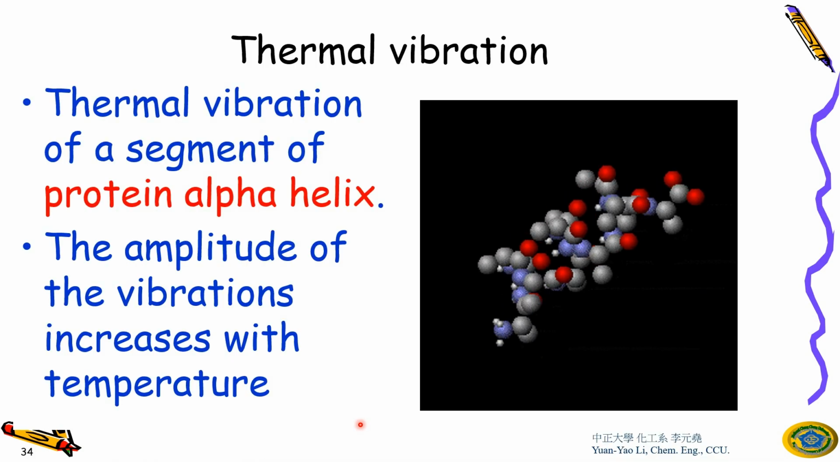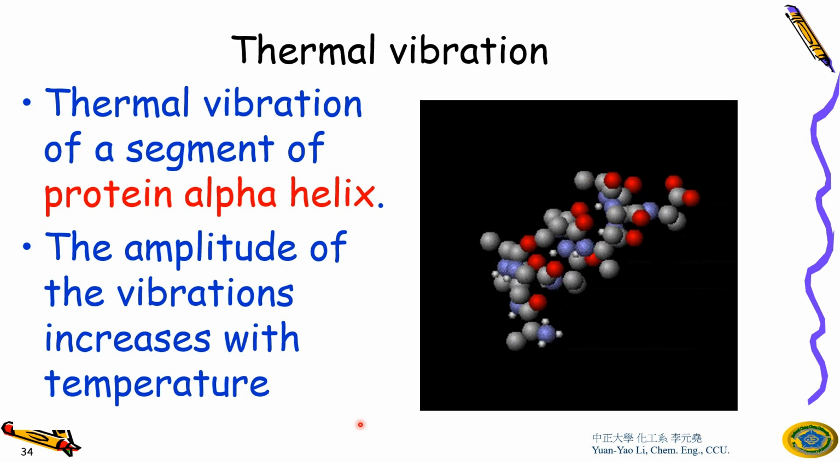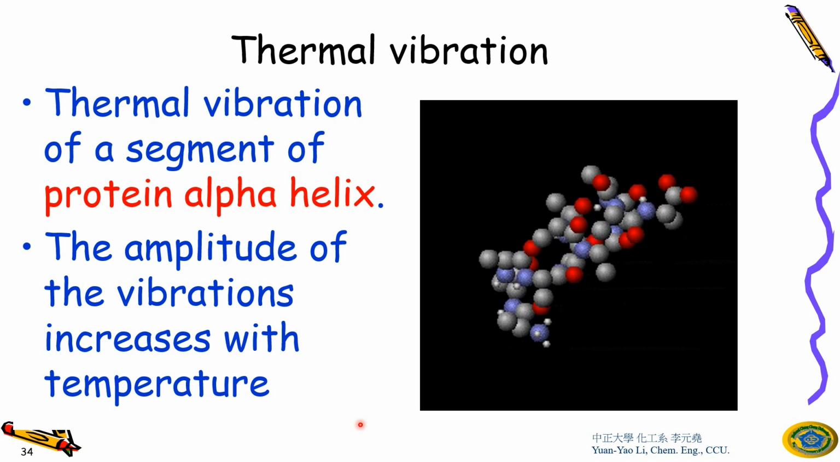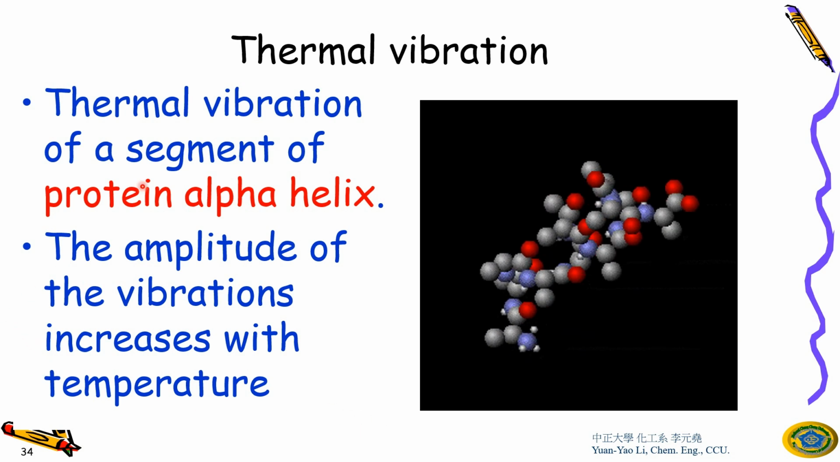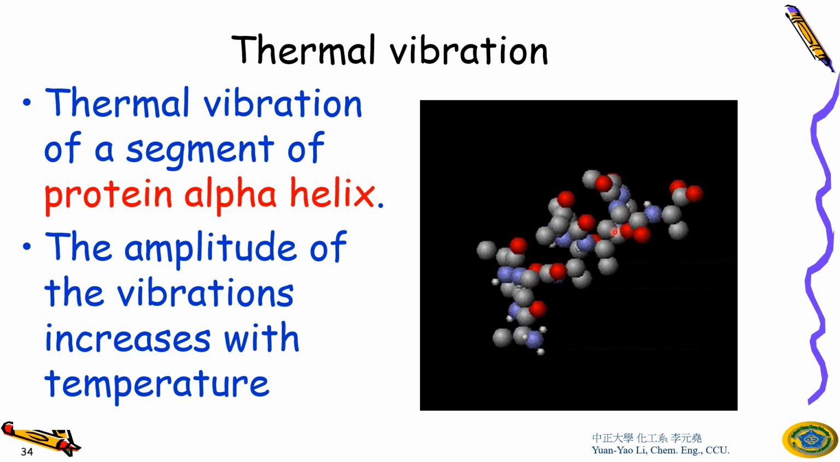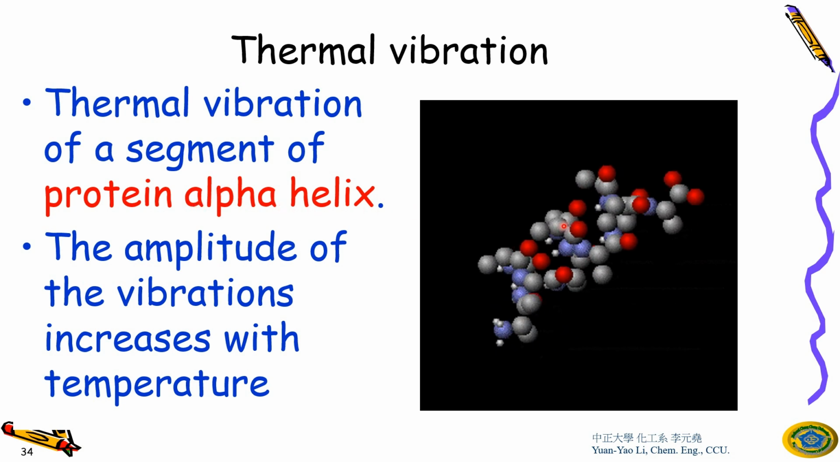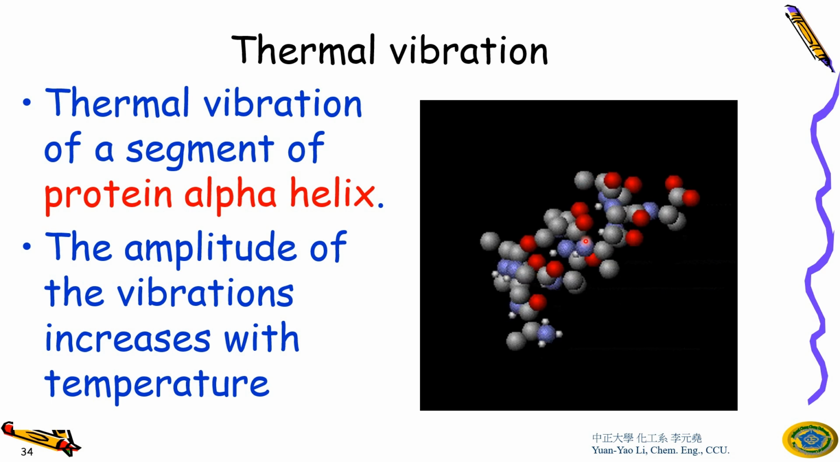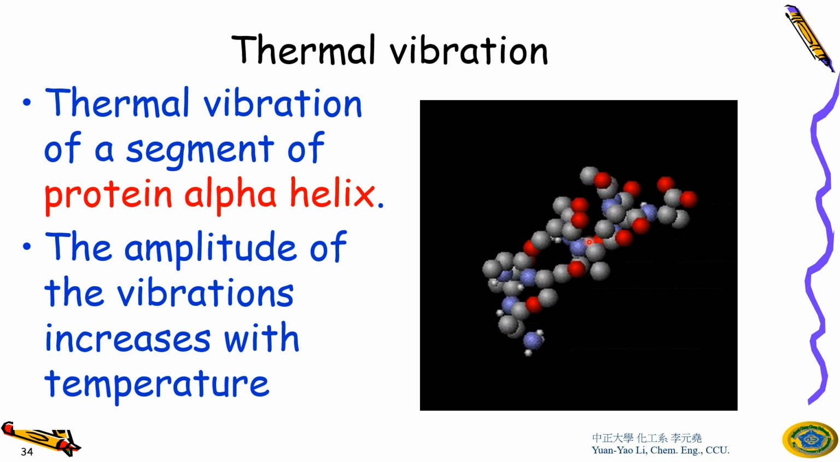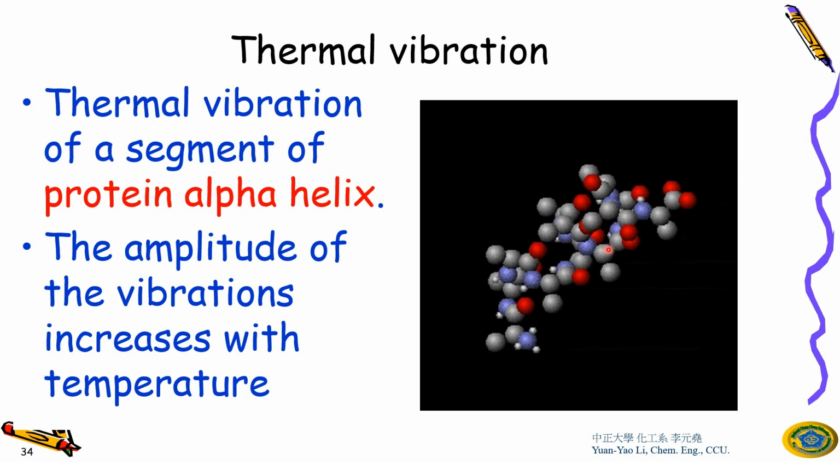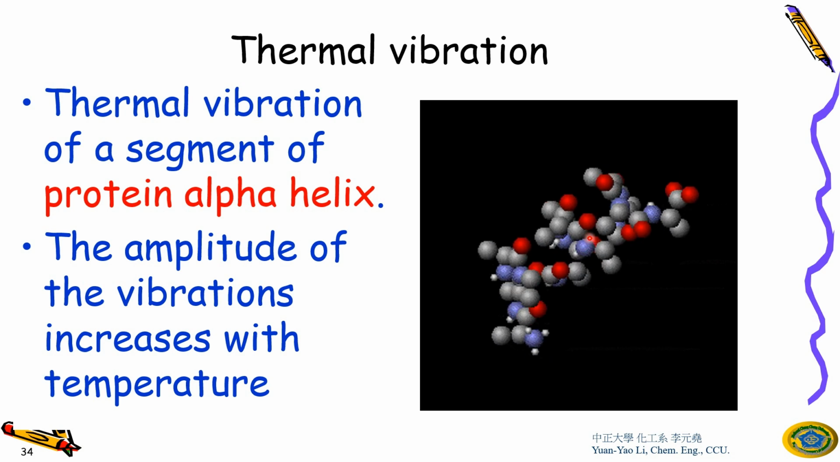So why do they have temperature? This is called thermal vibration. You know, this is a kind of protein alpha helix. This is a section of the protein. It moves. Why does it move? Because it has energy, and energy represents temperature.